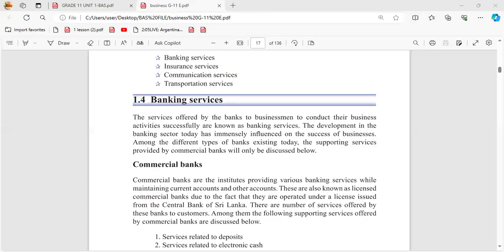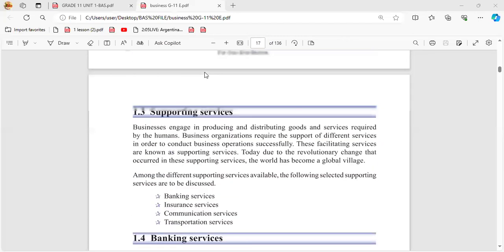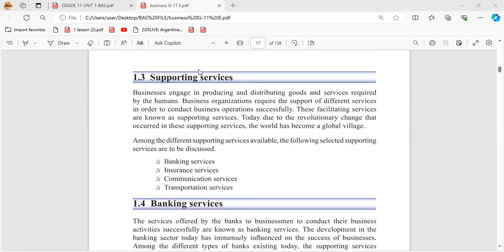Code on the computer. Right, so this banking services is the part that we are going to do today. I know this is a grade 11 part, but this is the way that we are going to discuss. So grade 10 students also can just understand this. This is not going to be difficult, but this is going to be interesting.